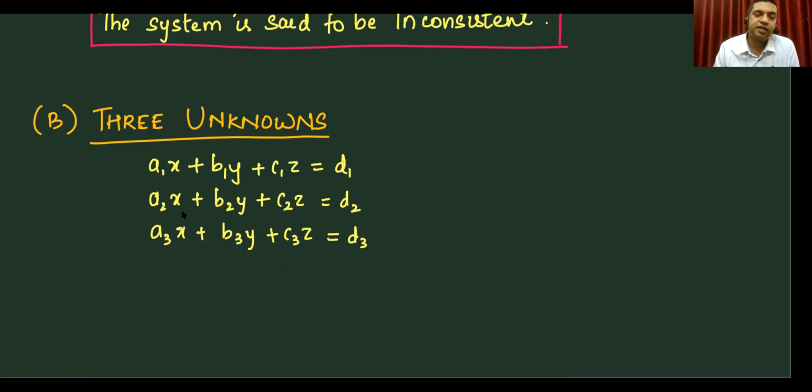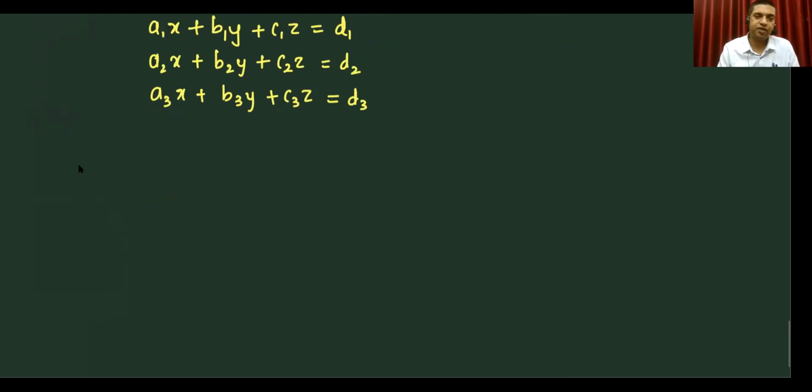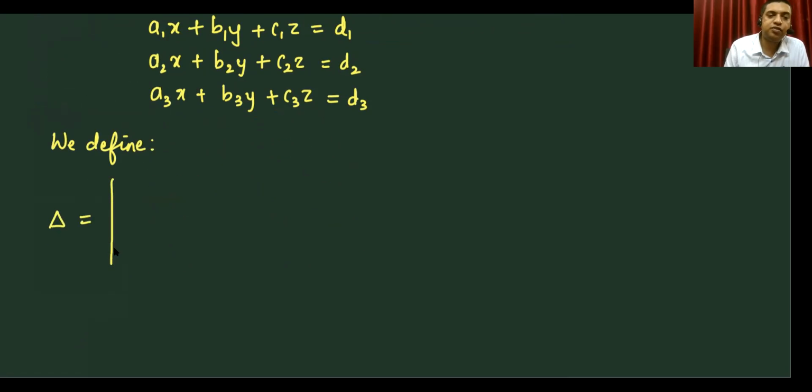In any case, now we define delta. We define delta as the determinant of the coefficients a1, b1, c1, the coefficients of x, y, and z; a2, b2, c2; a3, b3, c3. Then delta x.